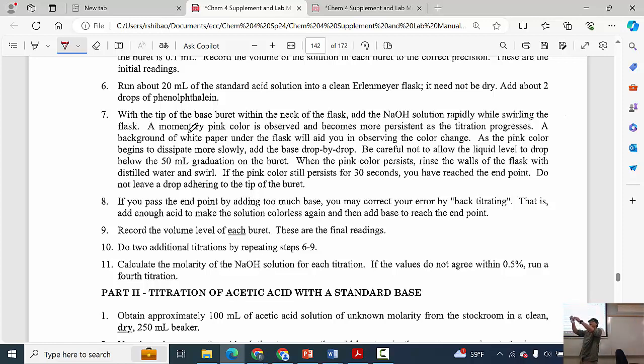Some people, when you look at it, it's so dark that they probably overshot it by 10 milliliters. You know, if we overshoot this by 10 milliliters, the color is going to be a lot more intense.